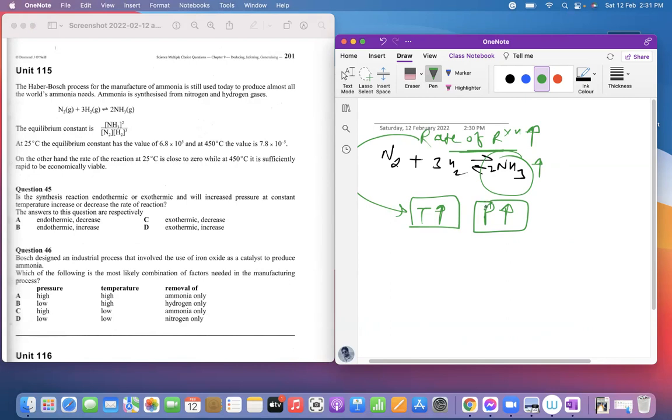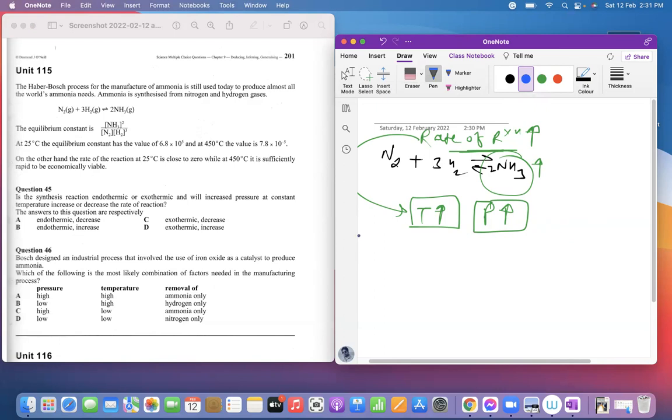And there is only one option in which pressure and temperature both are high. So you can eliminate all of them. Any doubt about this question? And if you have a doubt about removal of ammonia only, hydrogen only, nitrogen only, I can discuss this one as well. So listen to me.